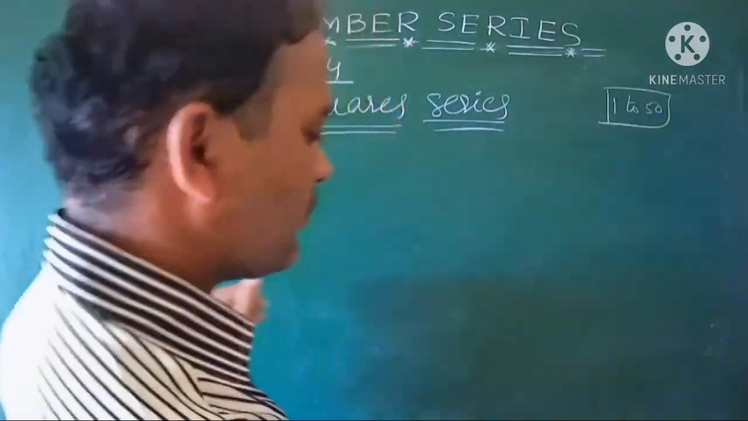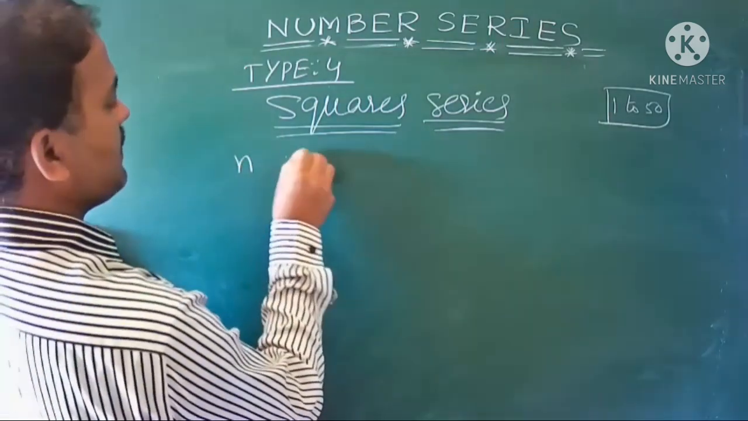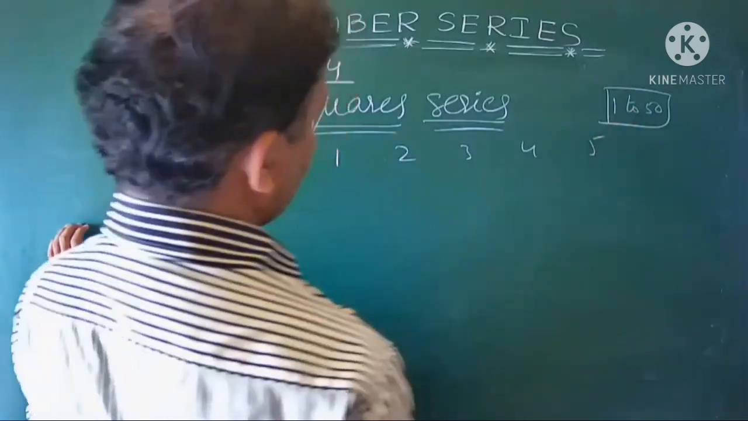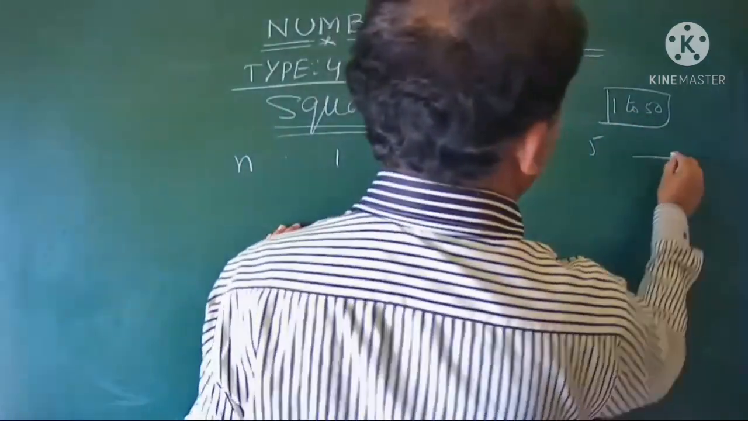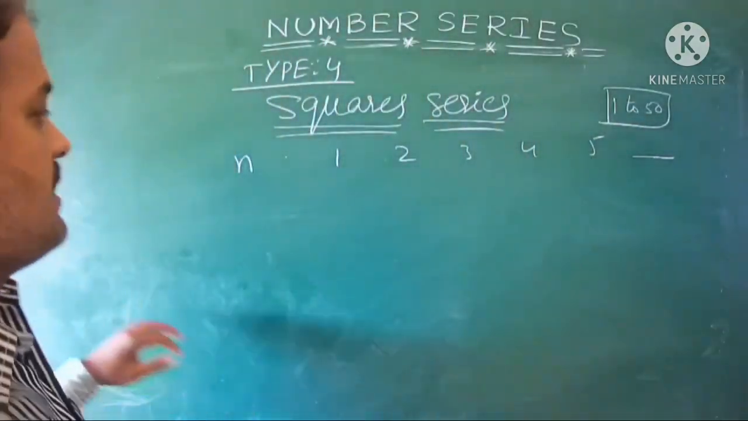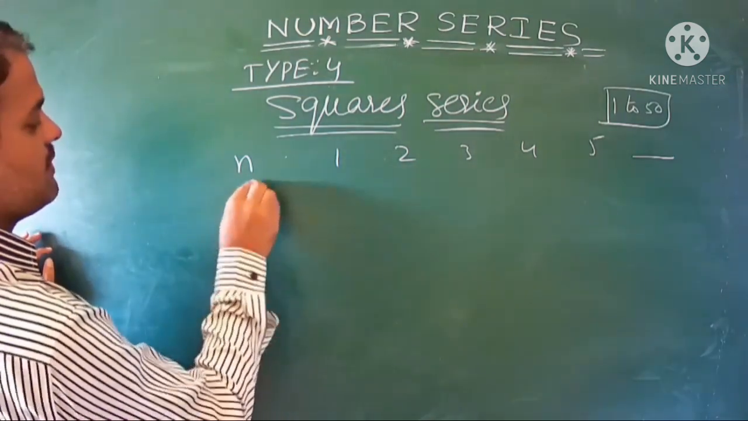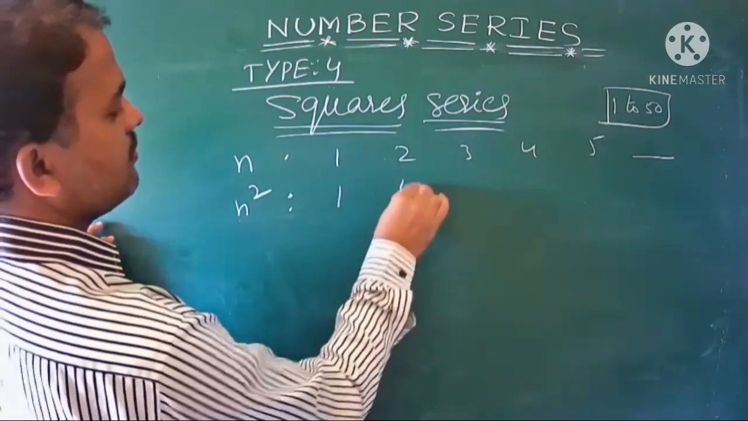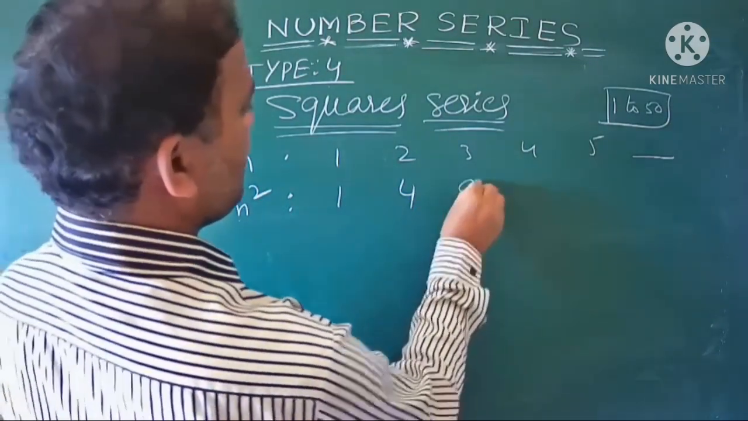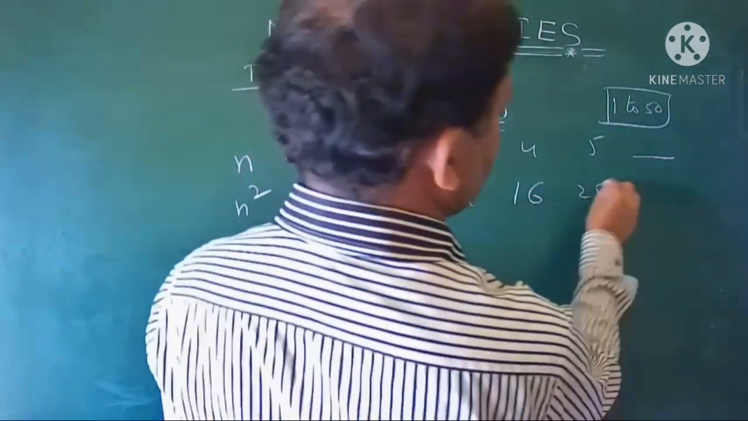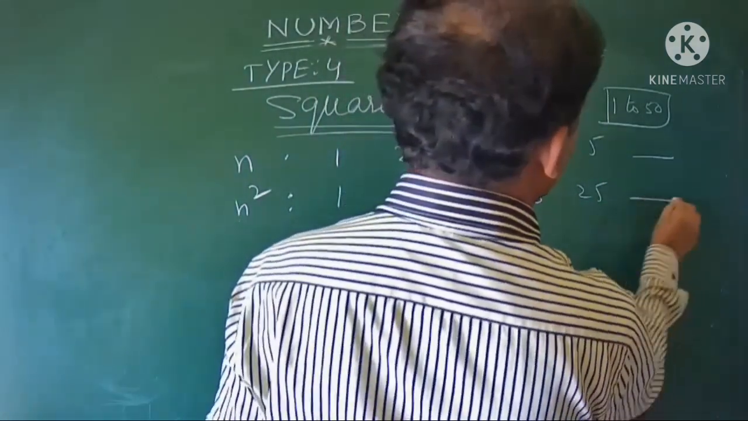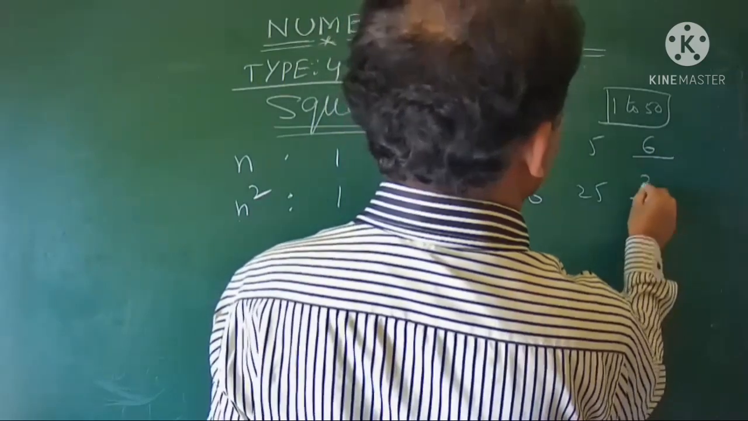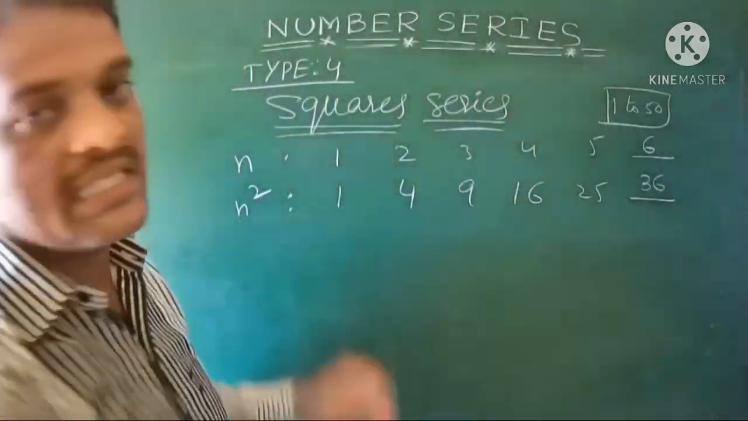Suppose n is equal to 1, 2, 3, 4, 5, and I need to find the next value. First, the n square series will be 1, 4, 9, 16, 25. What will come next? After 25, 6 will come, so 6 square means 36 will come. So this is the n square method.